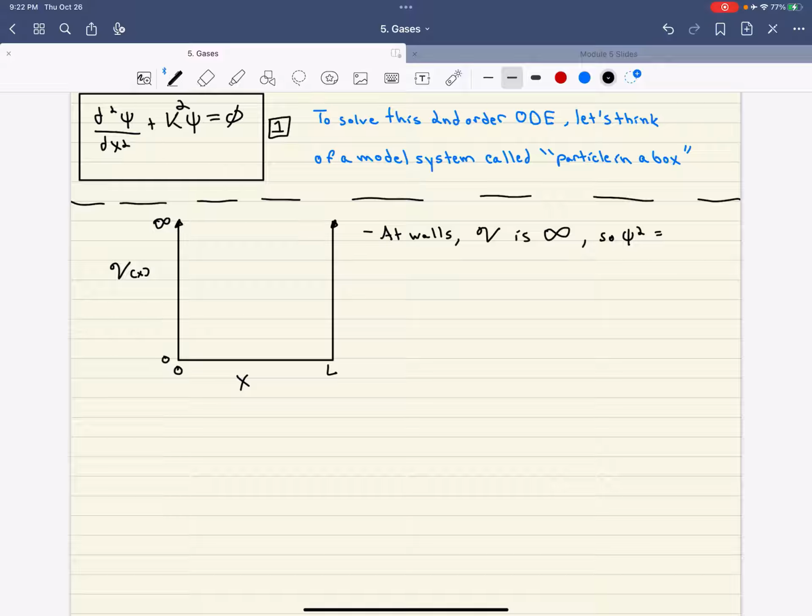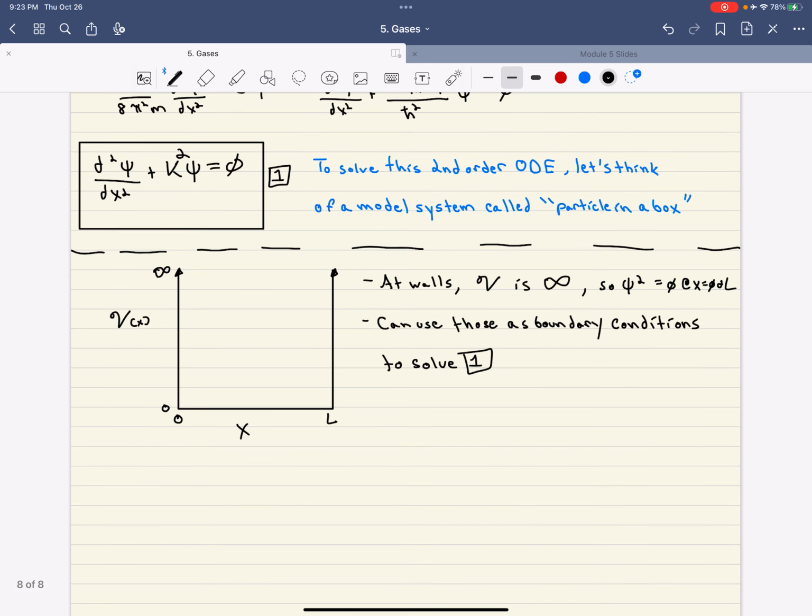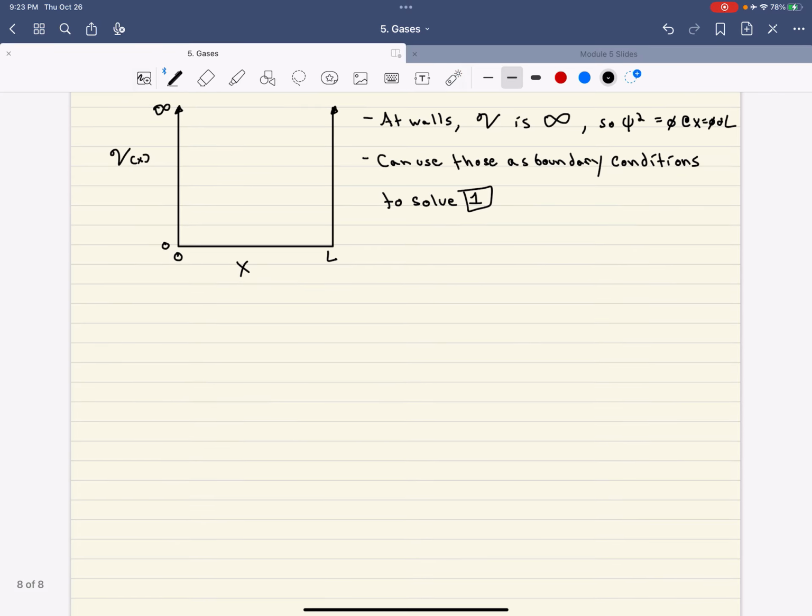And so the probability that it's at the wall, psi squared, is going to be equal to 0. Okay? And that's true when x is equal to 0 and L. And so based on that premise, we could use those as our boundary conditions in order to solve equation 1. Okay? Alright, so with that in mind, we're going to go out and solve this differential equation now. So we integrate equation 1.